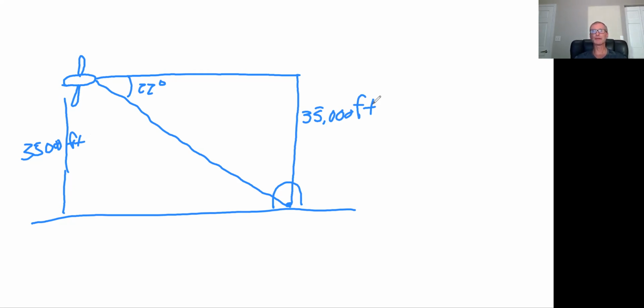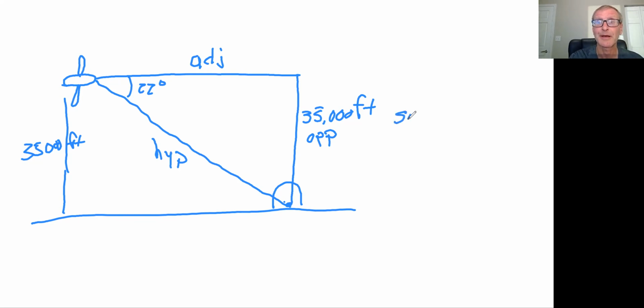So the idea is that the pilot wants to know the distance between the plane and the arch. Here's our angle, right? So this would be adjacent. This would be opposite. And here's our hypotenuse right here. So what are we trying to calculate in this case? We're trying to calculate the hypotenuse, the distance from the plane all the way down to the bottom of the arch. So in this case, we're going to use sine.